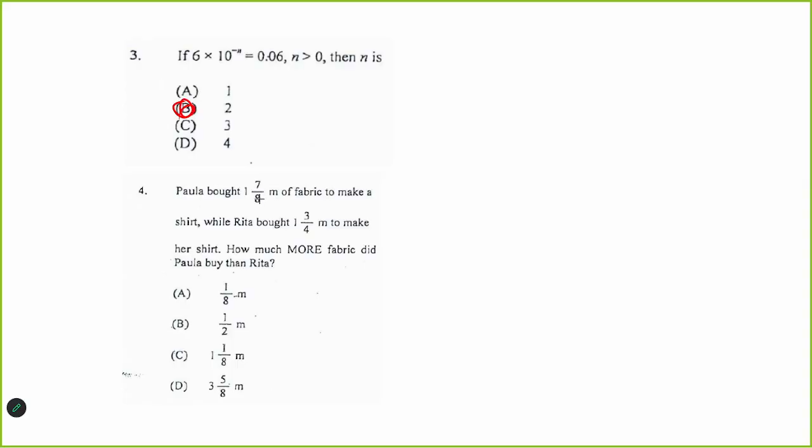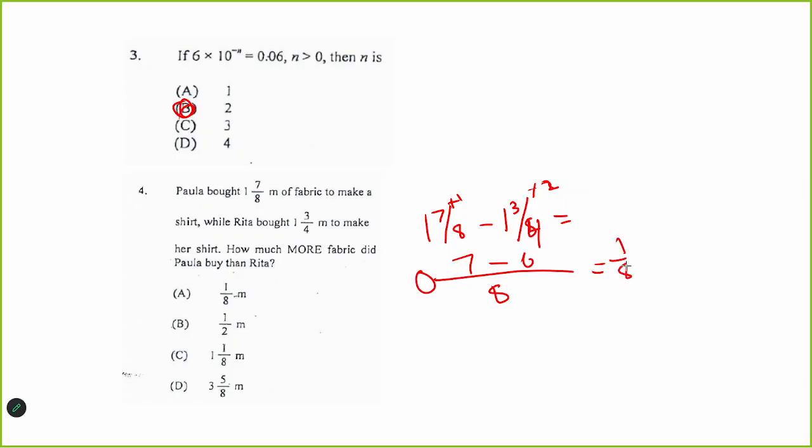Paula bought 1 7/8 of fabric to make a shirt, while Rita bought 1 3/4 to make her shirt. How much more fabric does Paula buy than Rita? So basically, the difference between the two. LCM 8 multiplied by 1 multiplied by 2. 1 minus 1 is 0. 7 minus 6, so the answer is 1 over 8. So 1/8 would be our answer there.